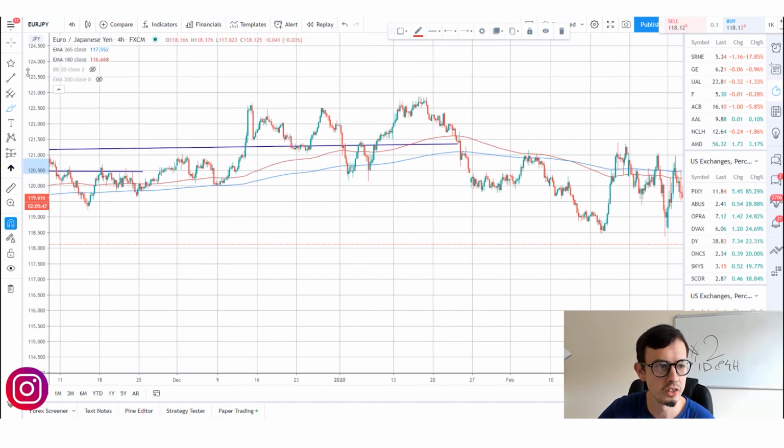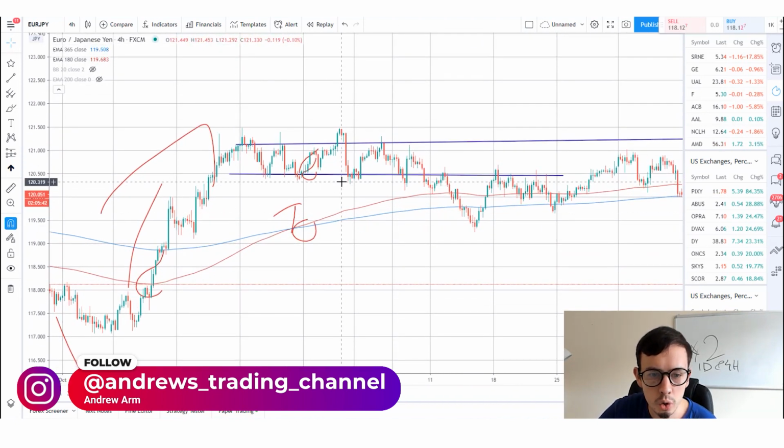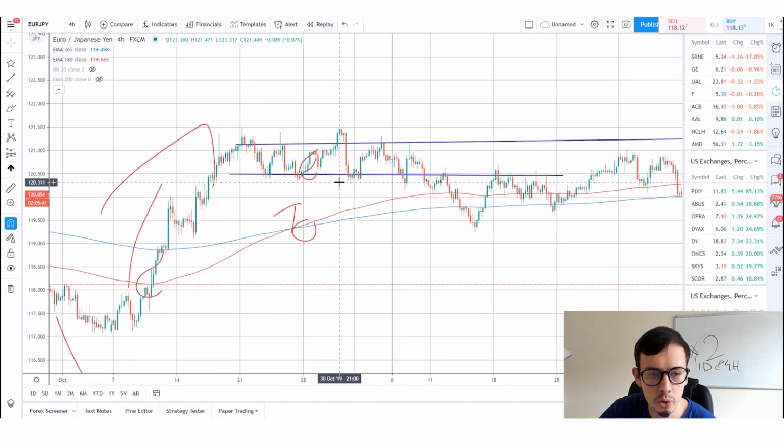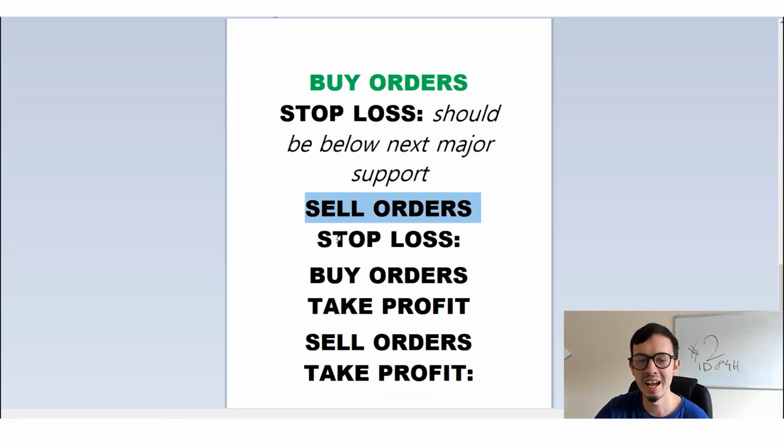Around this area. So for now, it's just simply zoom in, guys. Don't overcomplicate your trading, just zoom in. And when you zoom in, you can actually see how the price bounced, so your stop loss should be around this area. So 123.10, okay?